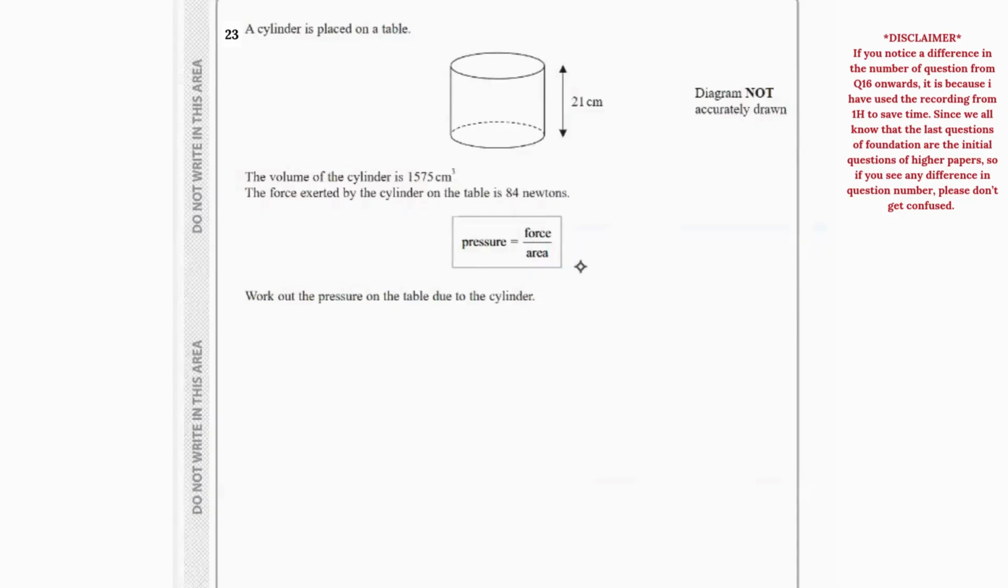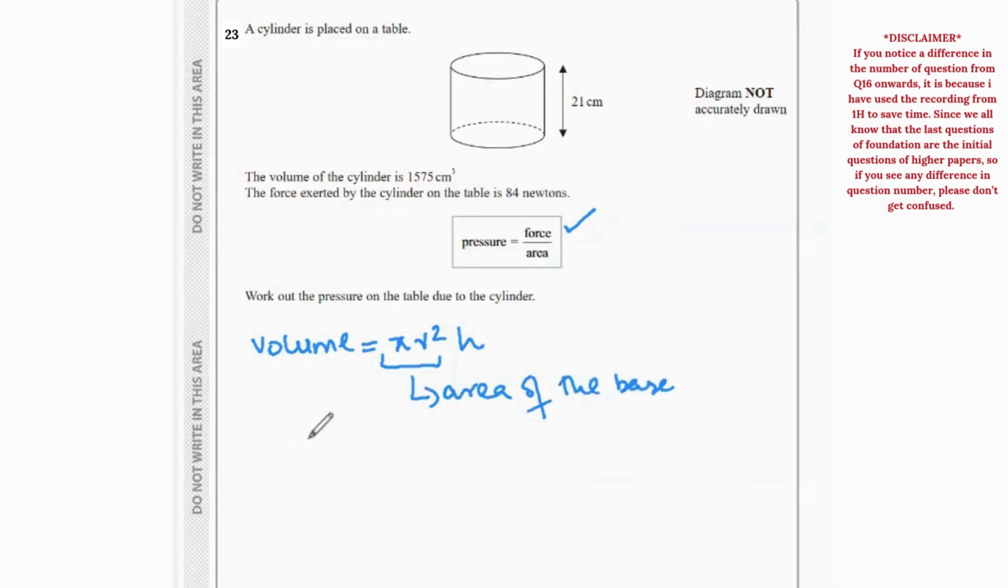So pressure equals force over area. We have the force, we need to find the area. So volume, if you know, is basically for the cylinder pi r square h. Pi r square is your area of the base. So 1,575 equals pi r square times 21. So if we divide these two, that gives us the area, 75 centimeters square.